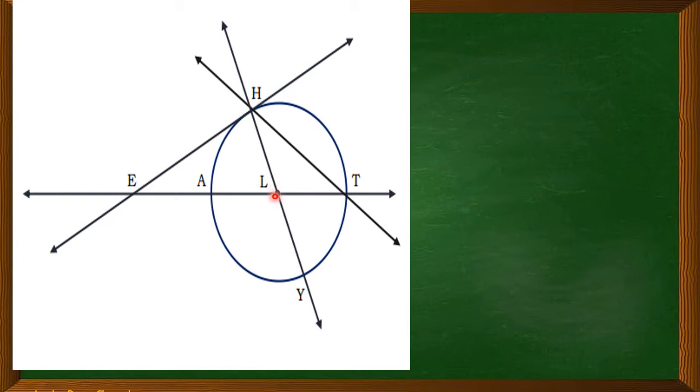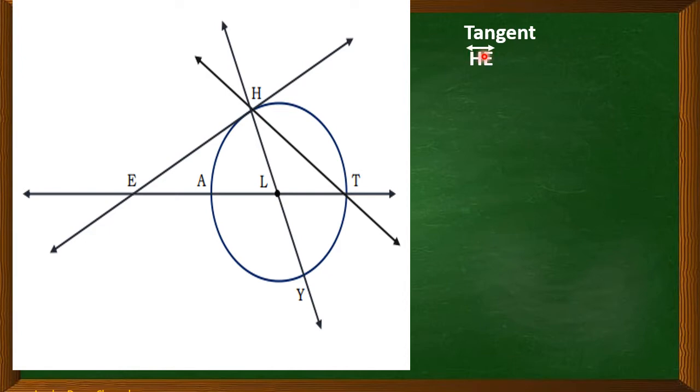We have here 4 lines. Line EH or HE is the tangent line. It only touches one point in the circle, and that point is point H. So our tangent line here is line HE or EH. The symbol at the top should be like this, the symbol for line.